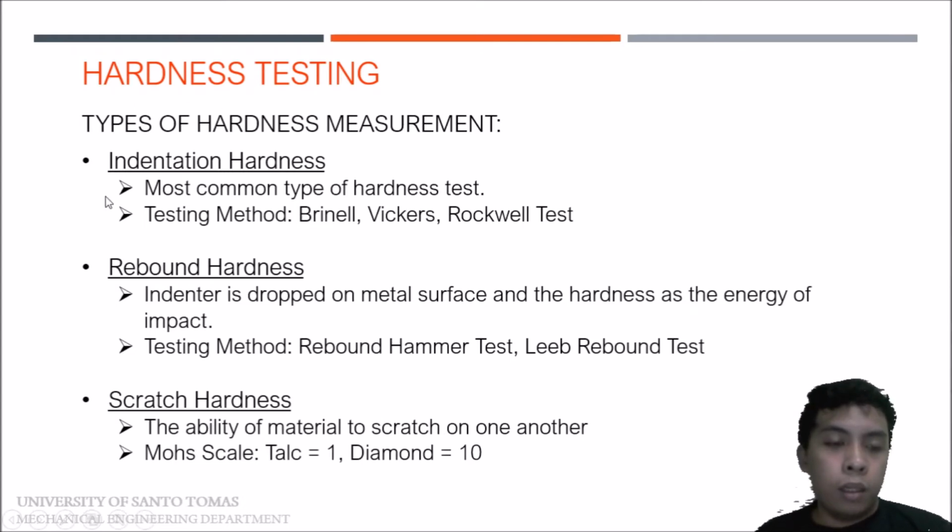Lastly, the last type of hardness measurement is the scratch hardness. It is defined as the ability of a material to scratch one another. So dito, kung familiar kayo sa Mohs scale, ito yung scratch hardness. So ini-scratch yung surface ng material para malaman yung hardness niya. In which, ang scale niya, ang pinakamalambot will be the talc, which is equal to 1, and ang pinakamatigas will be the diamond, which is equivalent to 10.